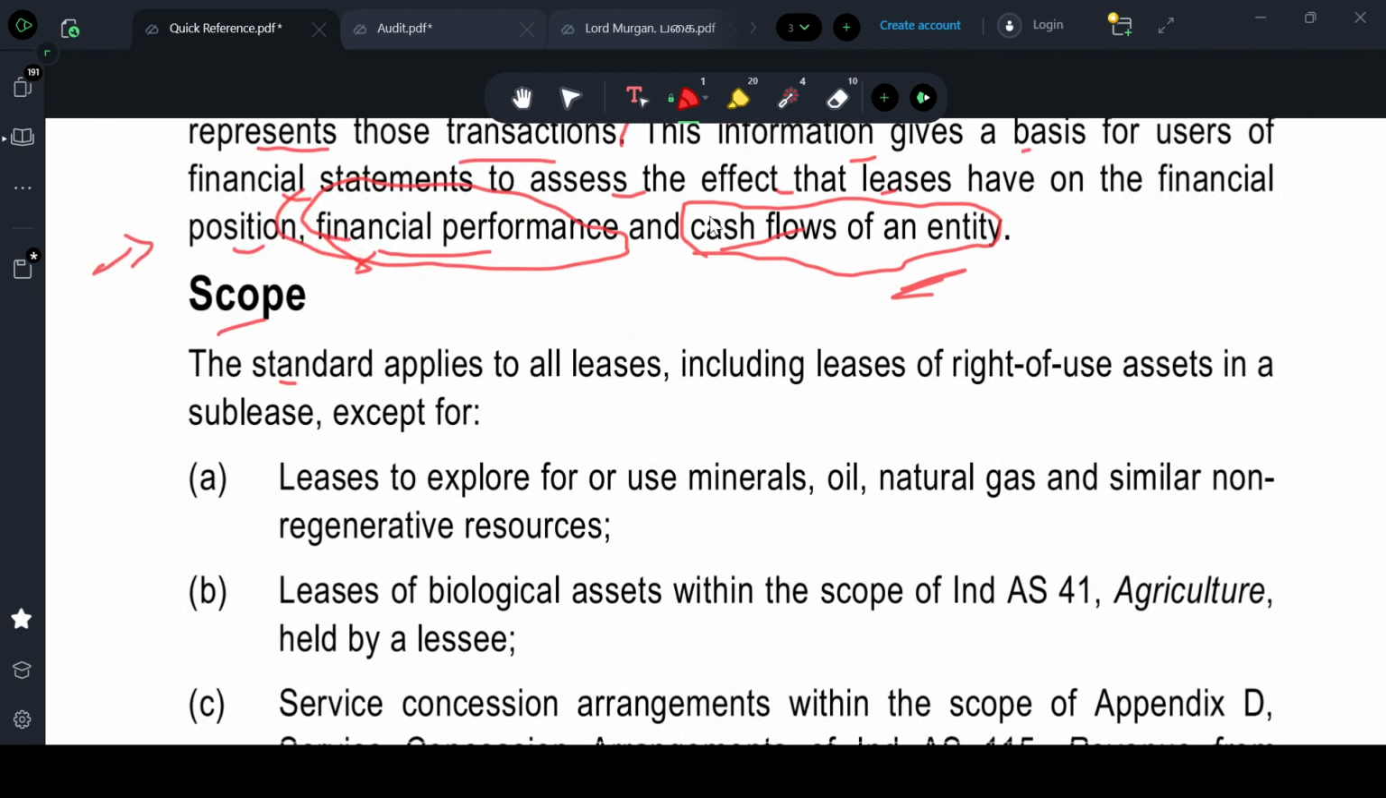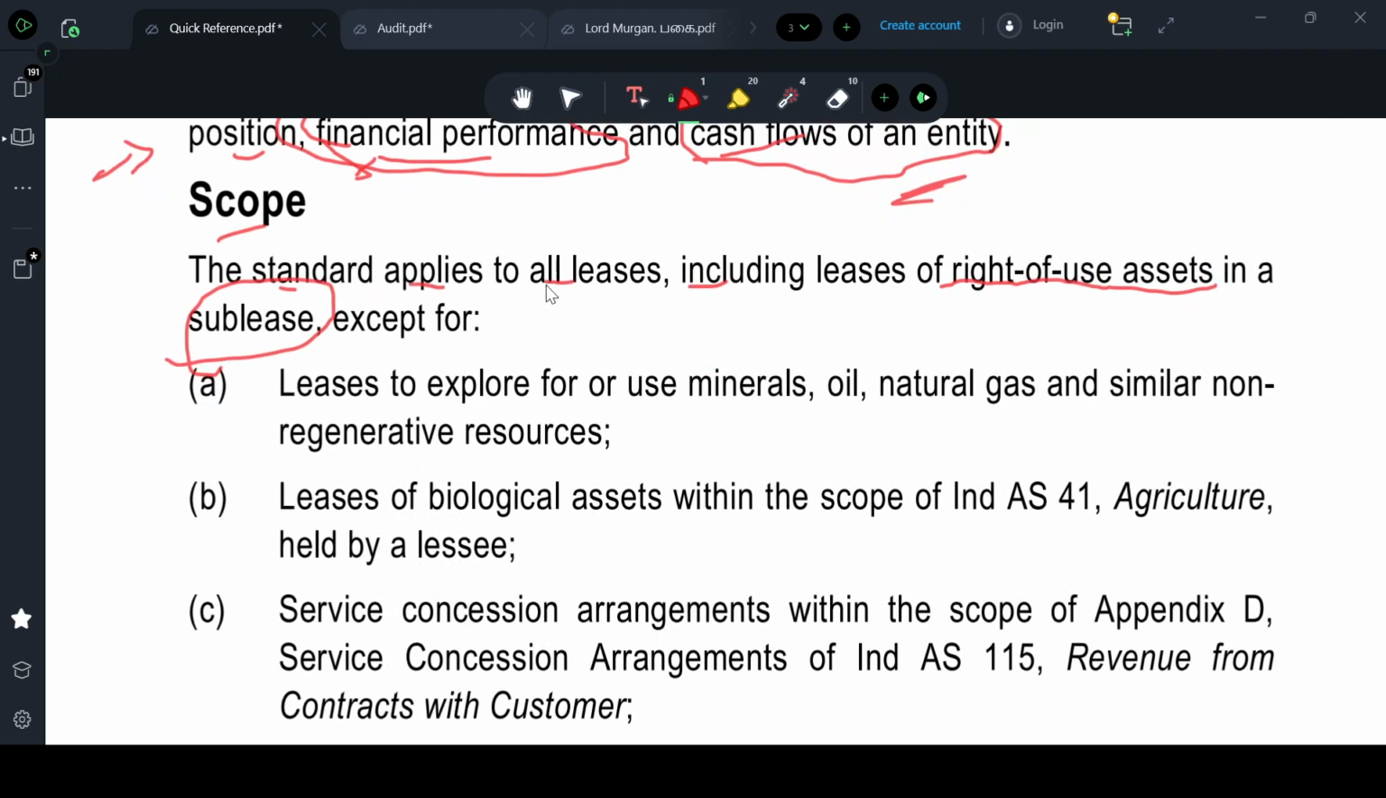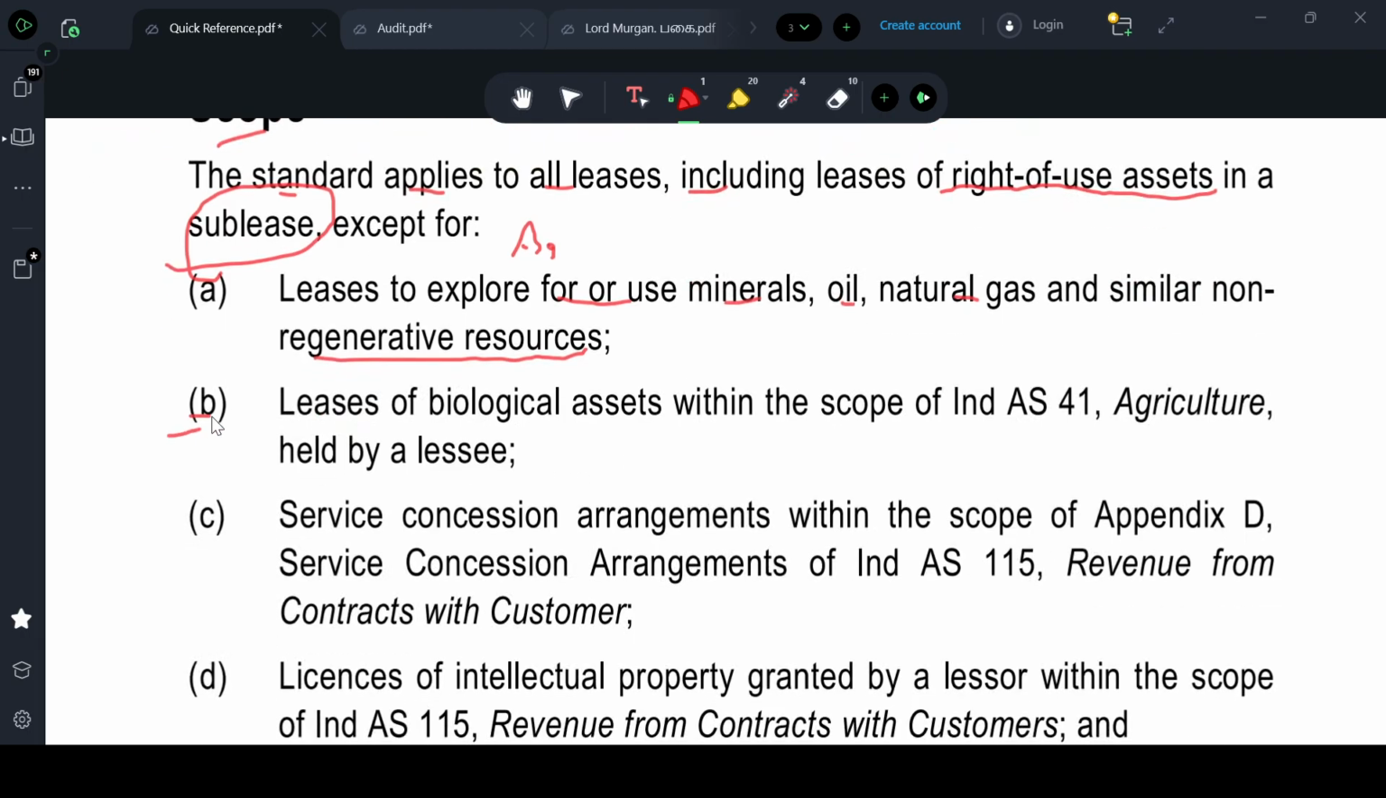Scope. The standard applies to all leases, including leases of right-of-use assets in a sublease. Sublease is also covered. So one person will get the lease, and from them we take a sublease. For them also this lease standard will apply. Leases to explore for minerals, oil, natural gas, and similar non-regenerative resources.